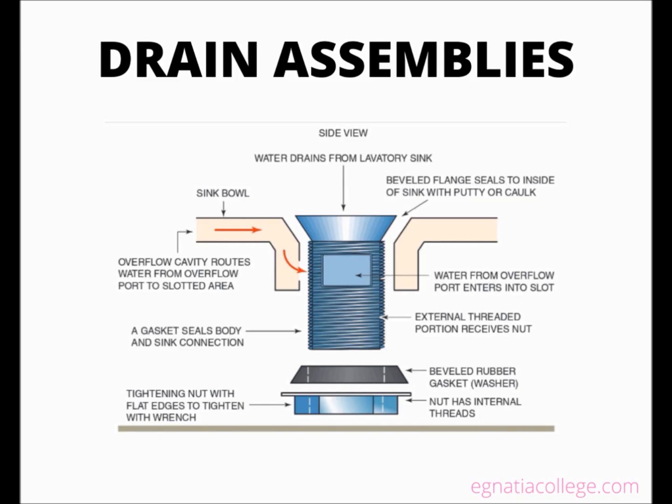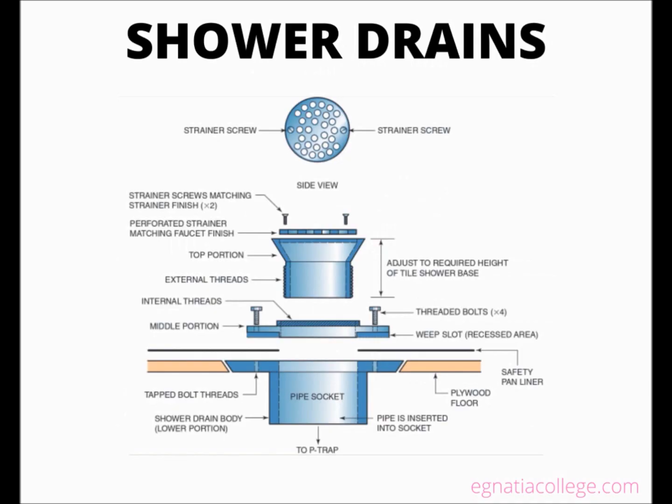Shower drains. A ceramic tile shower base requires a safety pan to protect the underlying wood floor and structure. Most safety pans are polyvinyl chloride (PVC) liners installed by plumbers during the rough-in phase of construction. A three-piece shower drain is needed to ensure that water does not seep around the drain and onto the wood floor. The three pieces have specific purposes.